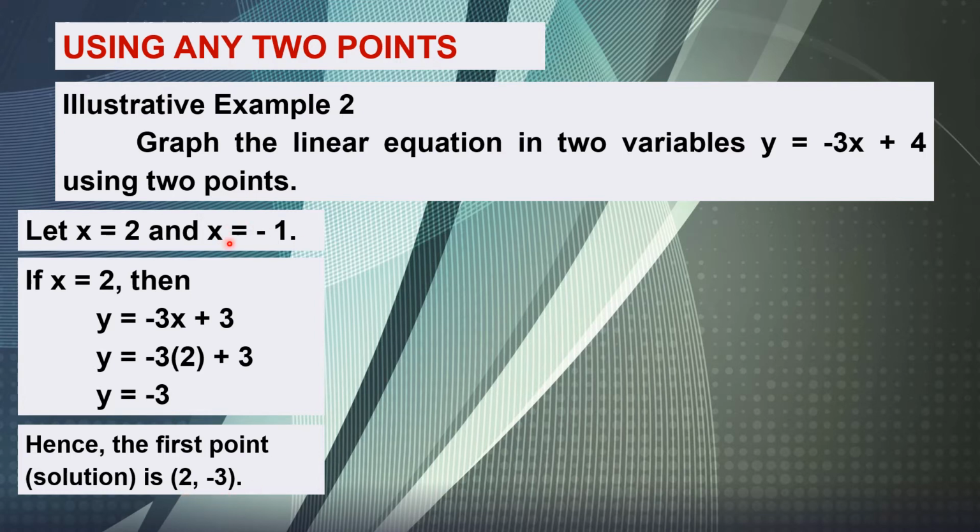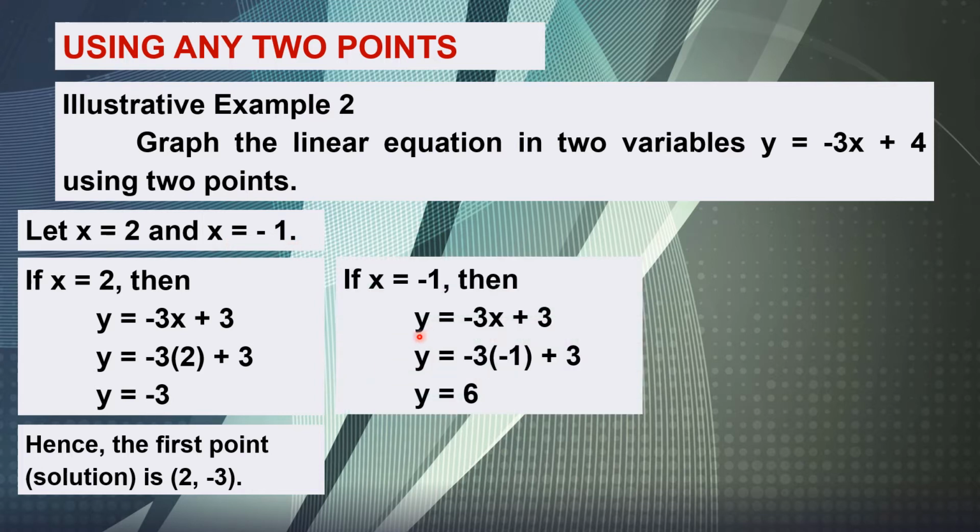Kapag yung x naman ay equal to negative 1, isubstitute ulit natin siya dito sa ating equation. Again, pag sinabing substitute ay papalitan natin yung value ng x ng negative 1. So, itong x ay ginawa ko ng negative 1. So, negative 3 times negative 1, since pareho sila ng sign, is always positive.